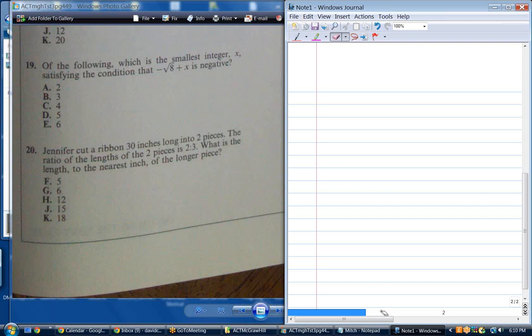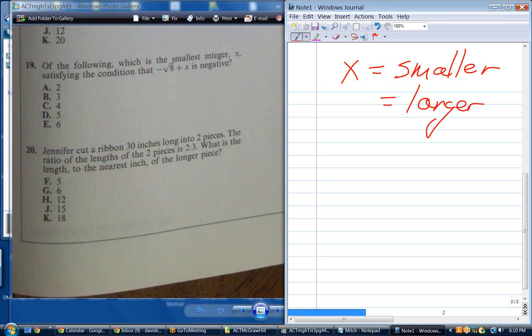So what's your algebraic equation going to look like? Actually, I don't know. The way I was doing it just completely screwed me up. Well, what's the length of the smaller piece? X. Yeah. X equals smaller. What's the length of the larger piece? Y. Well, it's 30 inches long, so how about 30 minus X? Right? And then we don't have to introduce a second variable.